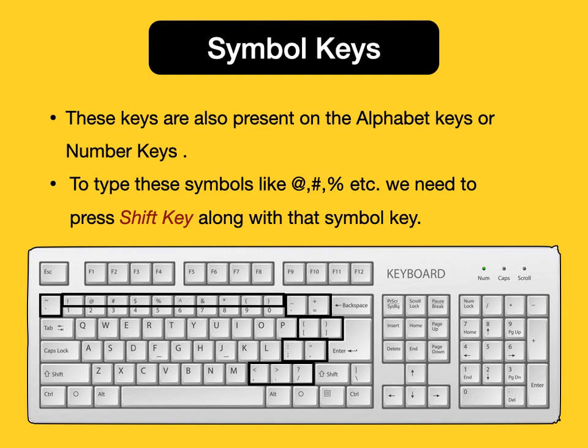keys. As you can see on this keyboard, on number keys on the upper side we have some symbols available, like on number 1 we have exclamation mark, on number 2 key we have @ symbol, and on number 3 we have hash symbol available on our keyboard. So in this way, on our keyboard we have different types of symbols available, and to use those symbols we need to press shift key along with the symbol key.